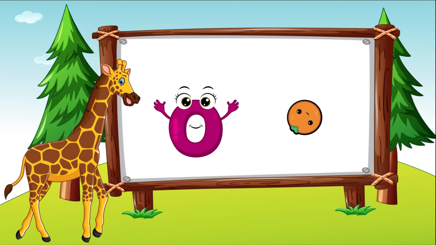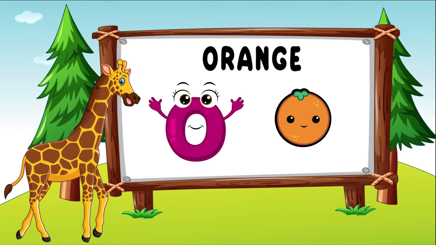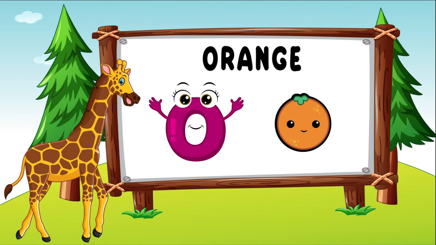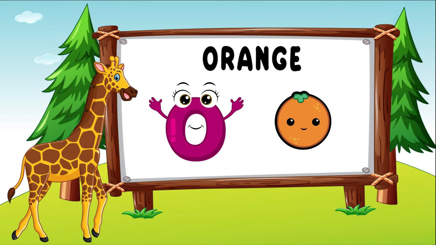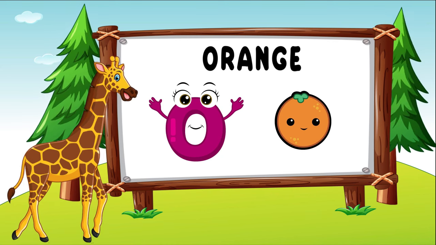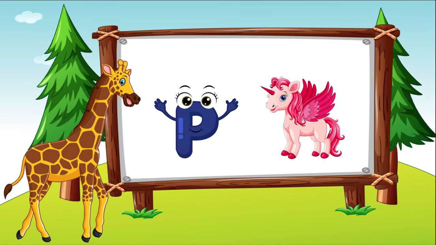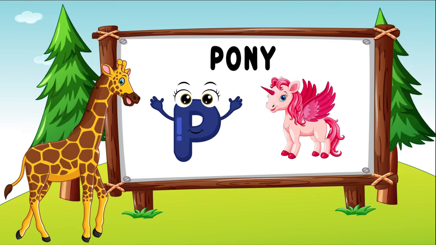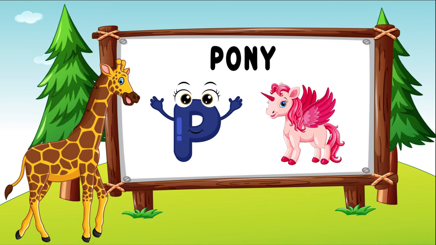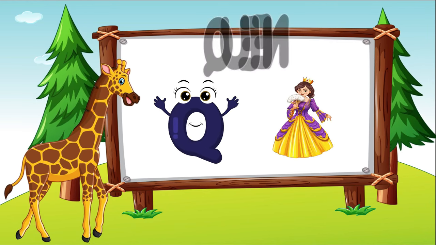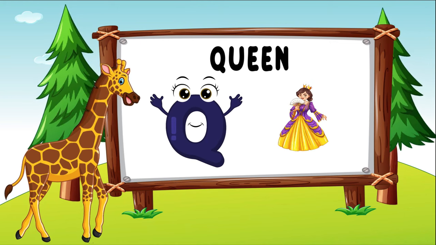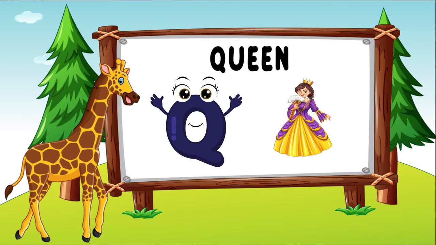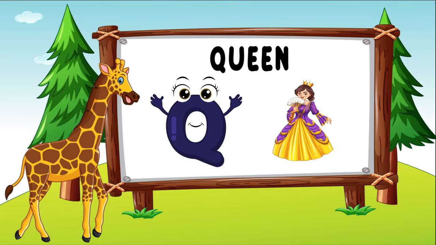O is for orange. O, O, orange. P is for pony. P, P, pony. Q is for queen. Qua, qua, queen.